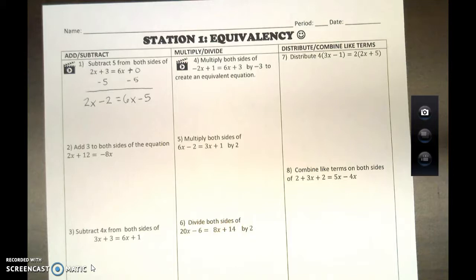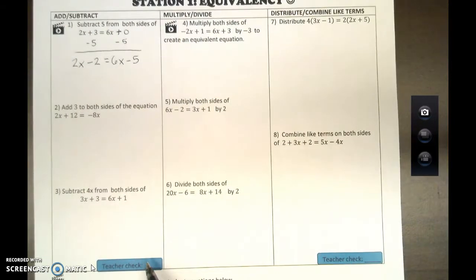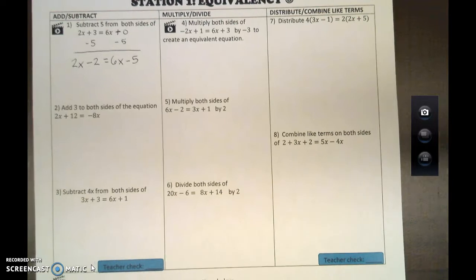Okay, now you should have completed 2 and 3, and this should be checked off by a teacher, Ms. Friselis or Mr. W or myself.